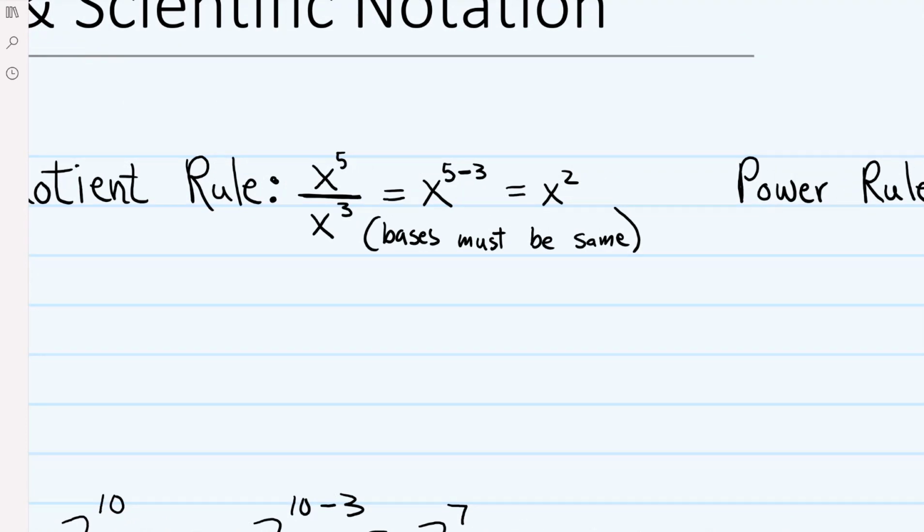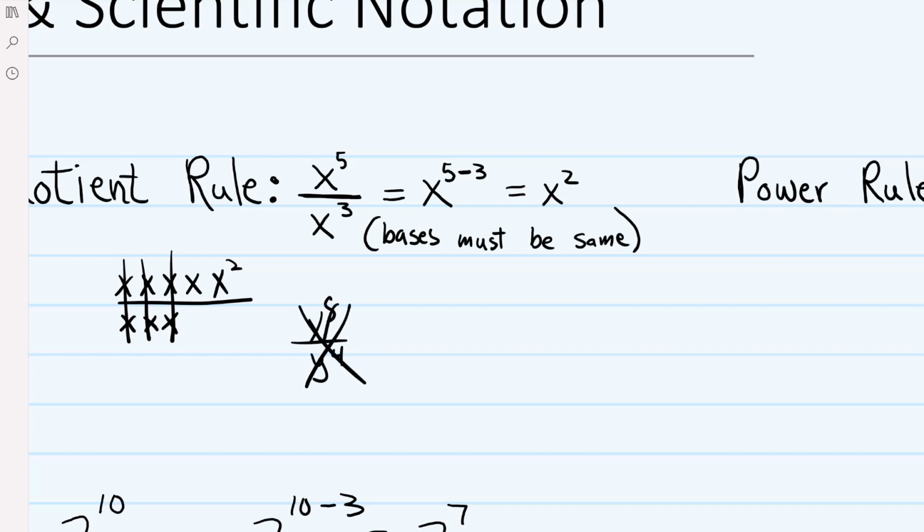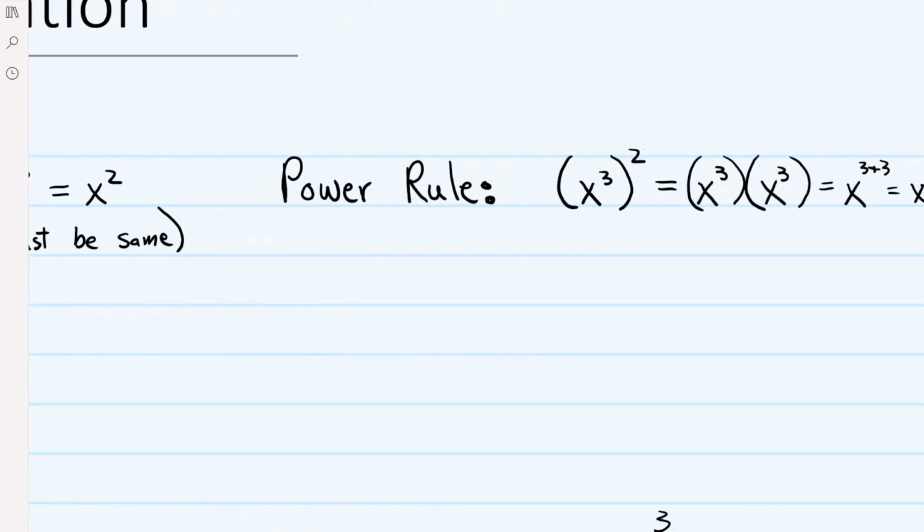So here's a visual of that. If you have x to the fifth divided by x to the third, well, look at what happens. And now what you have left is x squared. When you divide powers of the same base, this only works if it's the same base. If you did x to the fifth divided by y to the fourth, you couldn't do anything with that because they're not the same base. All right.